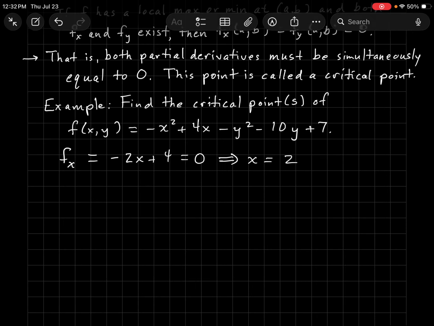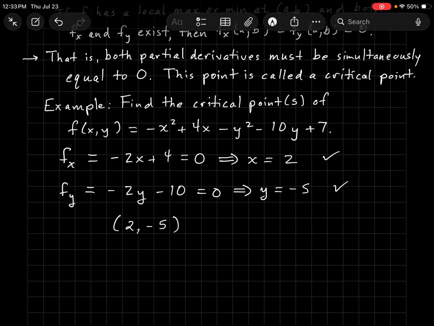That doesn't mean that there's a critical point every single time x equals 2, because we need to find the partial with respect to y as well, which is negative 2y minus 10. And if I set that equal to 0, we get that y equals negative 5. So both of these must be true to have a critical point, which means there is only one critical point, and that occurs at the point (2, negative 5). Now, I have not talked about whether this is a max or min. All I want to do is find the critical point here.